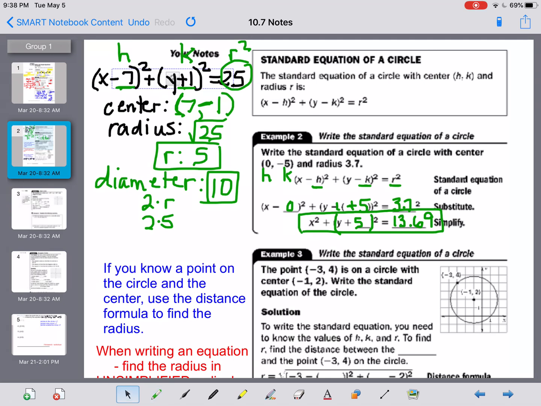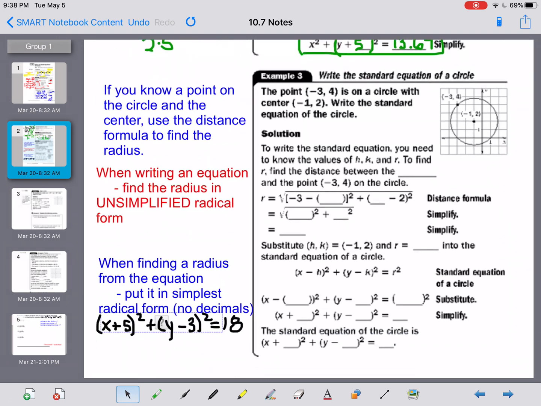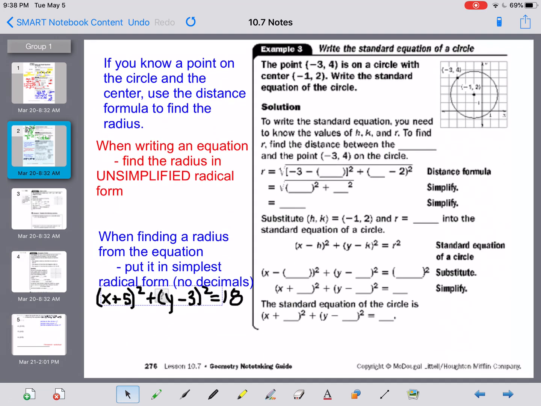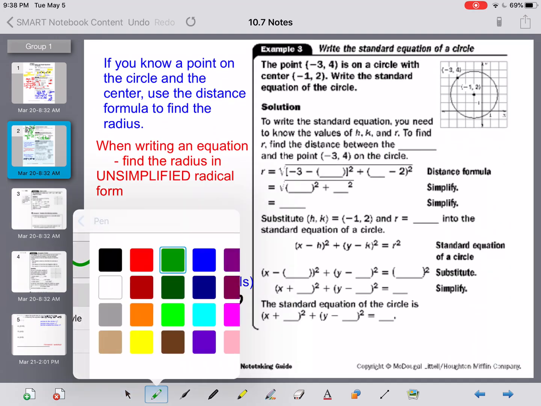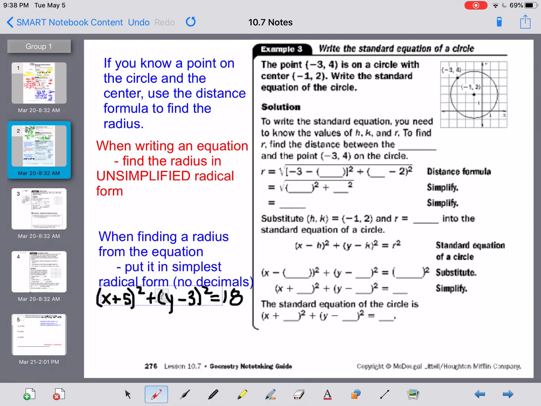All right, so let's move down here. One of my favorite types of problems, and you can definitely figure you'll probably see one on your homework and on your test next week. I have the point negative 3, 4 that's on my circle, and I have a center at negative 1, 2. It says write the standard equation of the circle.